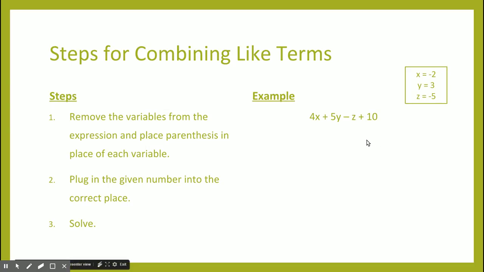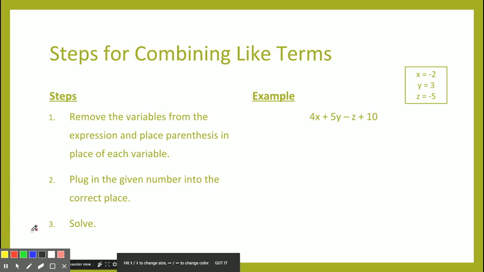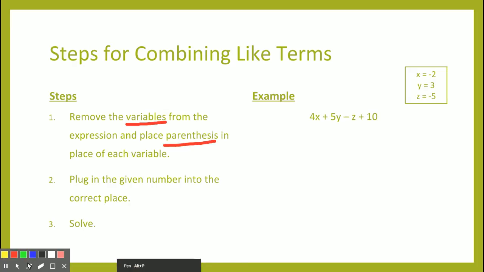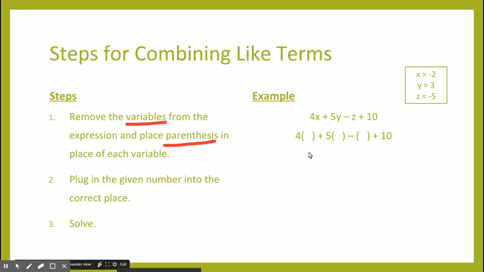Now, the first thing that I always say you should do is remove the variables. So as you see in our step number 1, remove the variables from the expression and place parentheses in the place of each variable. And it looks like this. It looks really ugly, it looks really confusing, but where you see the variable, instead I want you to put parentheses.